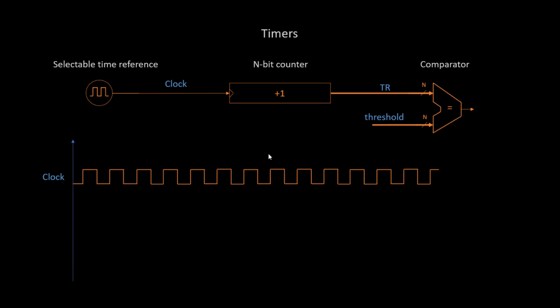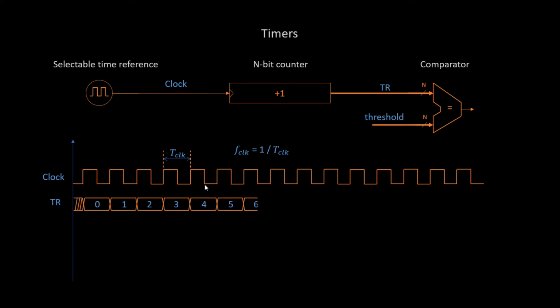So if we plot this in a time diagram here, we can see the clock running, the period of the clock right here, so the frequency is given by the inverse of the period. Every time there is a rising edge of the clock, the counter will count +1, and this value will count up to the limit of the n-bit counter.